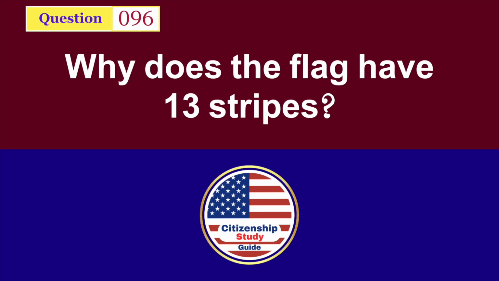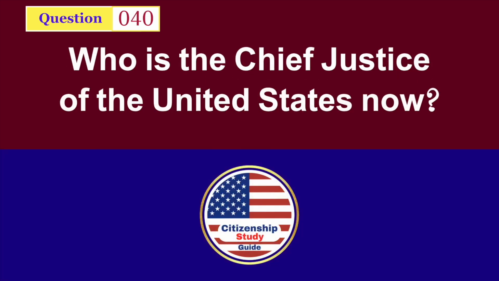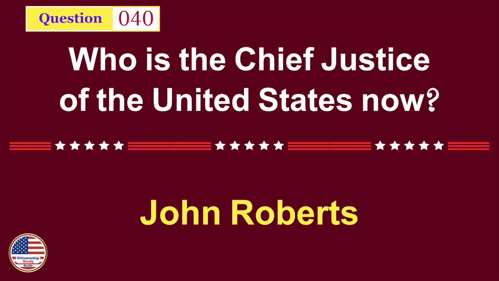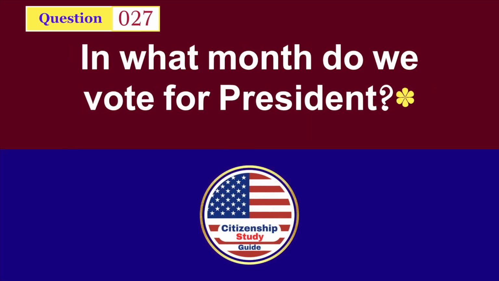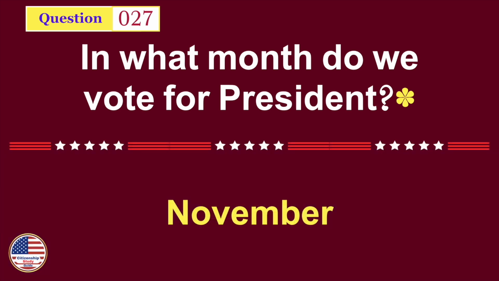Why does the flag have 13 stripes? Because there were 13 original colonies. Who is the Chief Justice of the United States now? John Roberts. In what month do we vote for president? November.